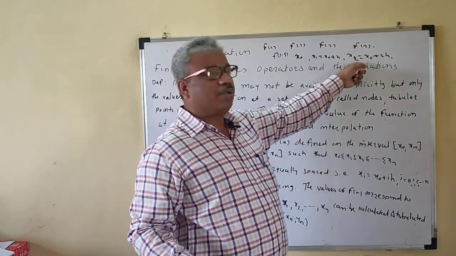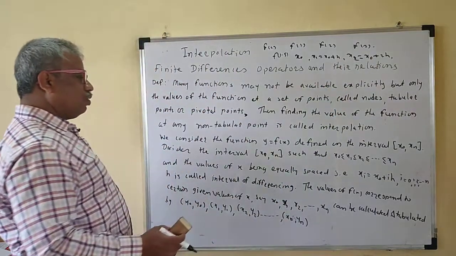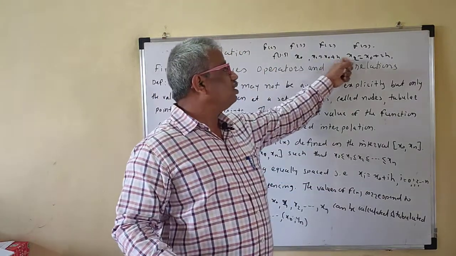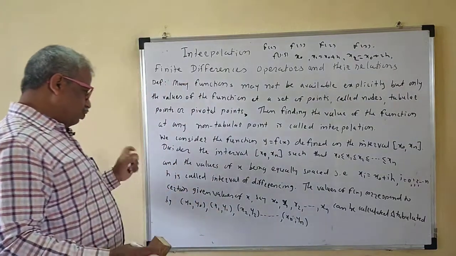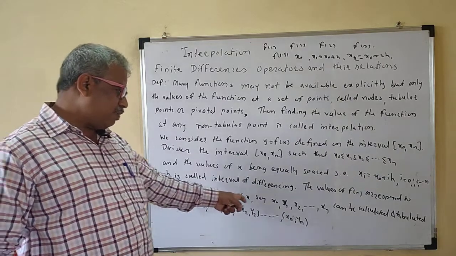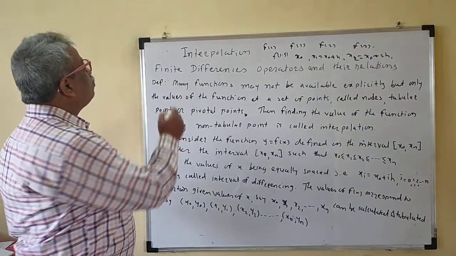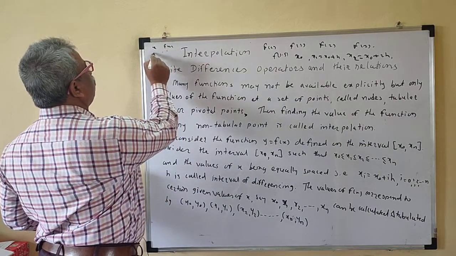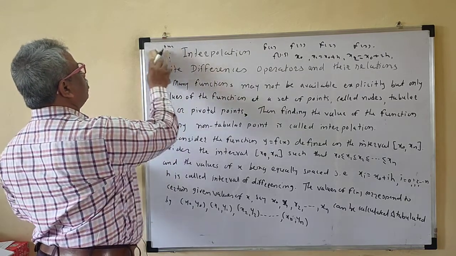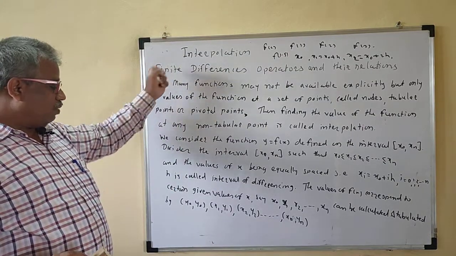So x2 we can write as x1 plus h, and so on. Here h is called the interval of differencing, and we assume it is constant. The values of f of x corresponding to the given values x0, x1, x2, up to xn can be calculated and tabulated. In the table, we write x and f of x: x0, x1, x2, and so on, and the values of the function, x0, y0, x1, y1, and so on.